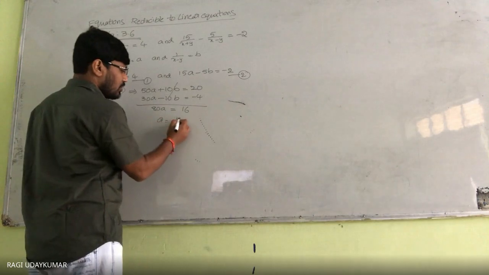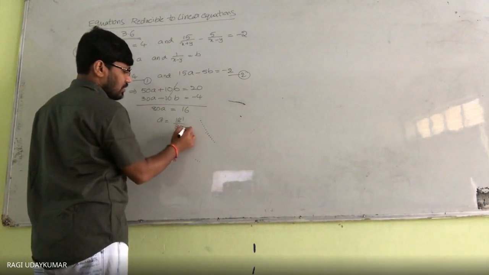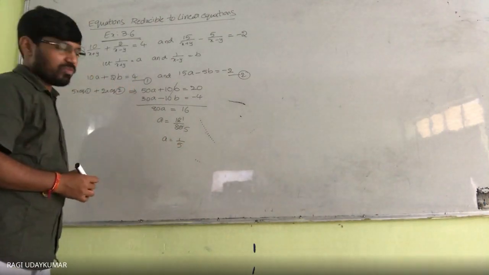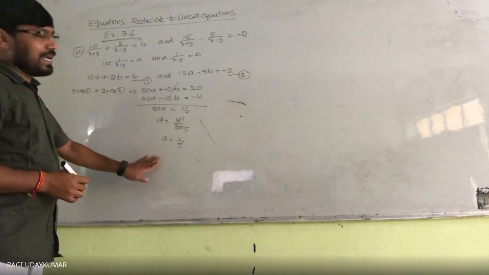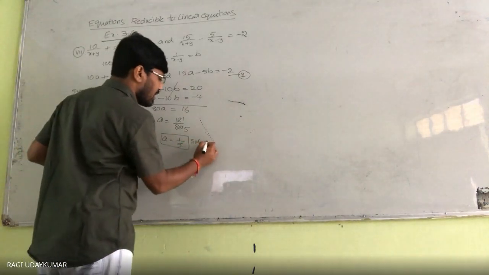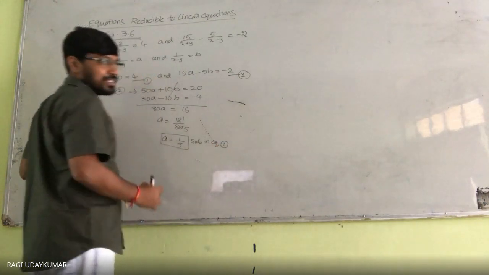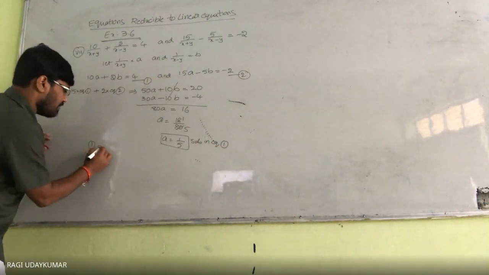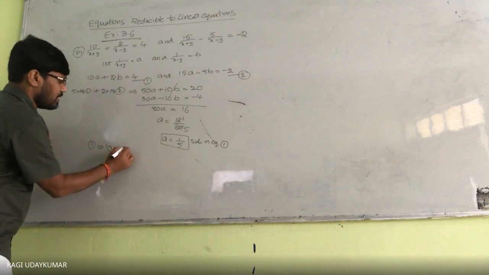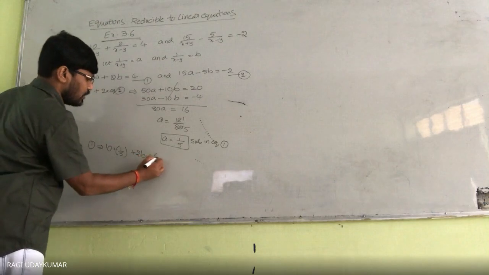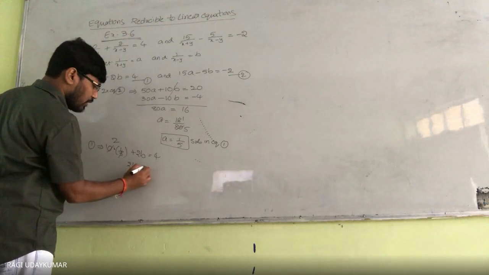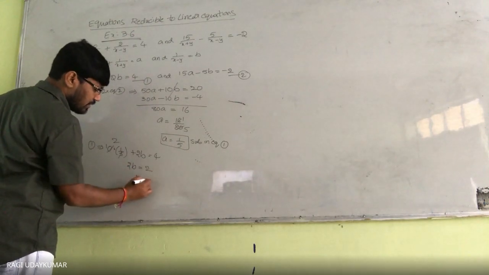a is equal to 16 by 80, so a is equal to 1 by 5. After getting a is equal to 1 by 5, substitute this in equation number 1. Equation number 1 becomes 10 into 1 by 5 plus 2b is equal to 4. Take the 2 to the right side: 2b is equal to 4 minus 2, which is 2. So b is equal to 1.